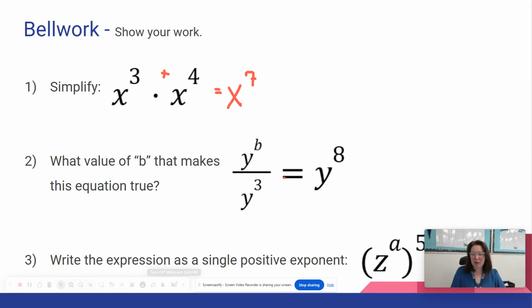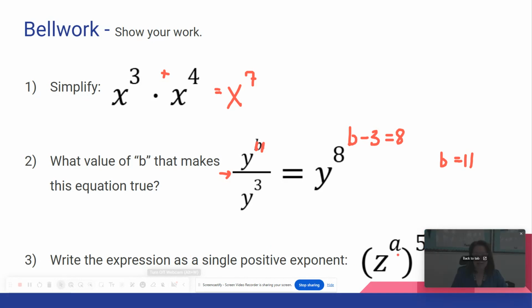Okay, this one was a little bit of a thinker problem, but we learned that when you've got what's called a quotient, looks like a fraction line, it means divide, then we subtract b minus 3. So b minus 3 has to equal 8, which really just means like what minus 3 equals 8? Well, we could just do 8, 9, 10, 11. 11 minus 3 equals 8, so b has to equal 11. So this would be like y to the 11 over y to the 3, and we would subtract 11 minus 3 equals 8.